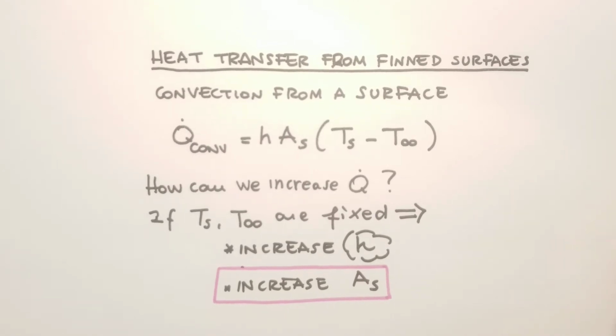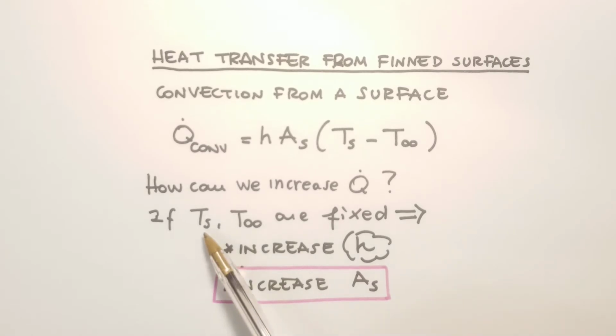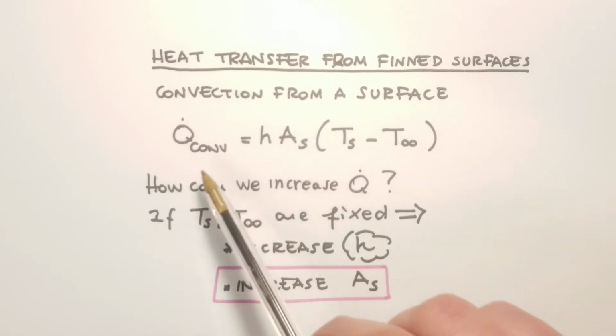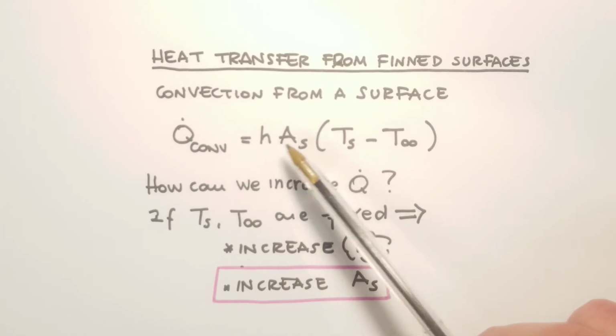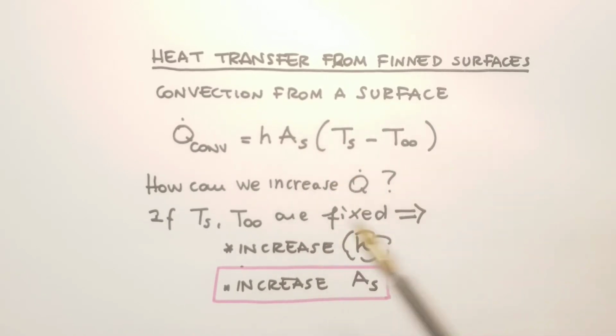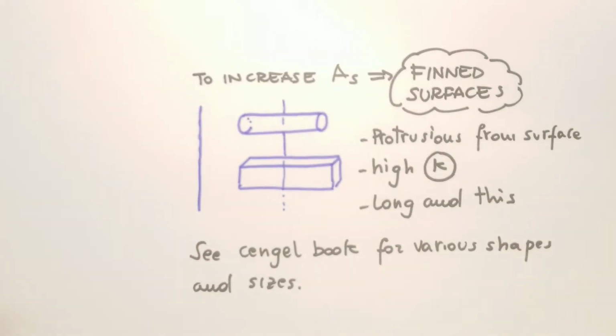So we ask ourselves, how can we increase Q convection? Let's make the hypothesis that the temperature of the surface and the temperature T infinity are fixed. So we can increase Q either by increasing the convection coefficient h or by increasing the surface area A_s. So today we talk about how we can increase the surface area A_s so we can increase the convection from the surface. And to do that, we use thin surfaces.